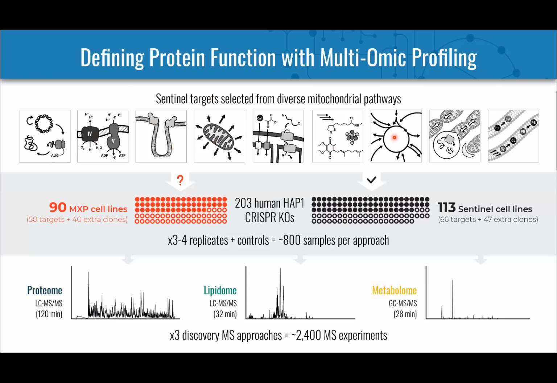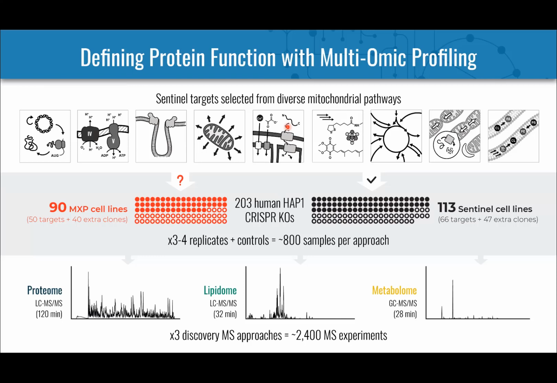So basically what we do is we have all these different mitochondrial pathways shown by these cartoons up here, and we select genes from each of these pathways to knock out. They're called our sentinel targets. So we basically have 113 cell lines where we knock out a sentinel gene, which we know which pathway it's in and we know its function. Then we have 90 cell lines where we knock out a gene of unknown function, but we know it's mitochondrial. We do replicates of each, 3 to 4 replicates.